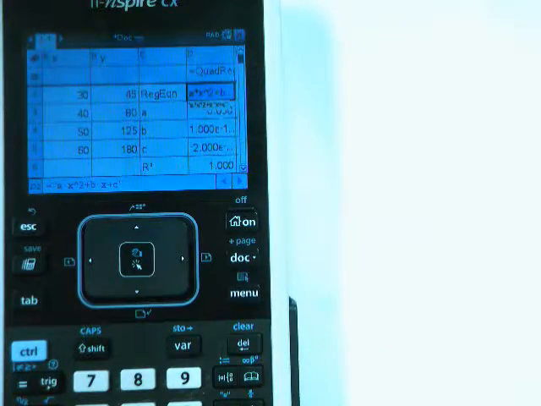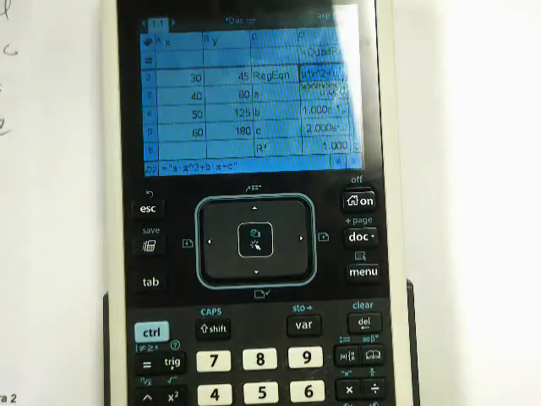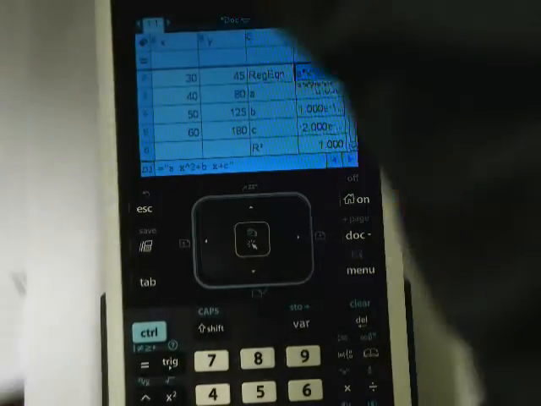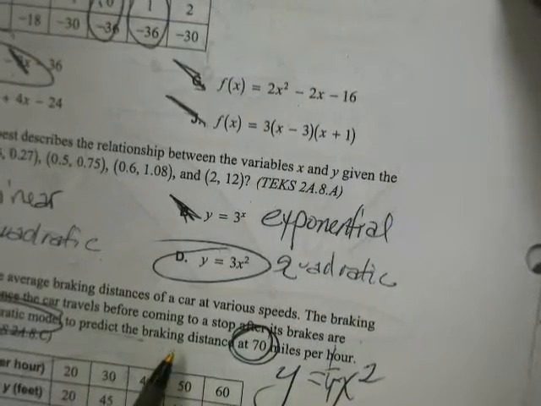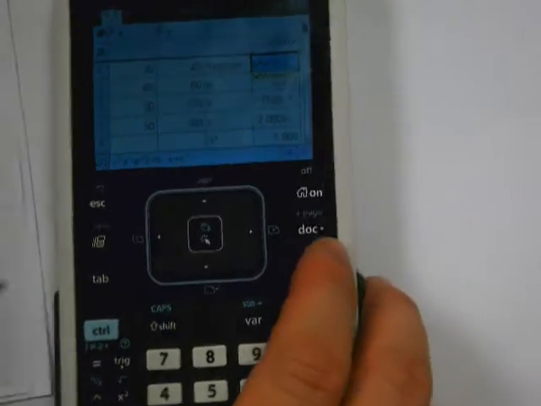Okay, so now that we have our equation, they asked us a very specific question, and it has nothing to do with writing down the equation. We don't need to actually write that down. We just need to predict the braking distance at 70.